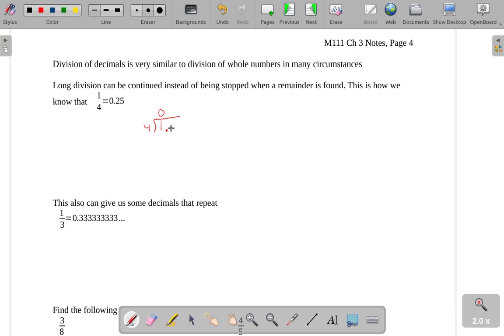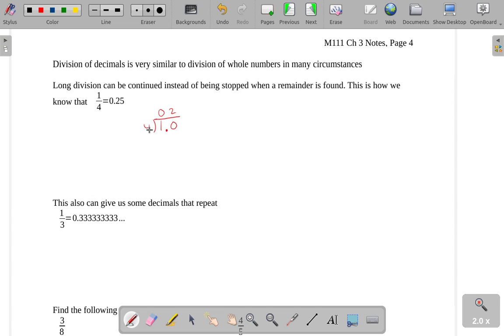Instead, what I'm going to do is say, okay, instead of thinking of this as 1, I'm going to think of it as 1.0. 1.0 is the exact same value as 1, 1 and 0/10. It's not anywhere off of 1, but if I pretend that decimal place isn't there when I'm doing this long division, I can say, well, 4 goes into 10 twice.